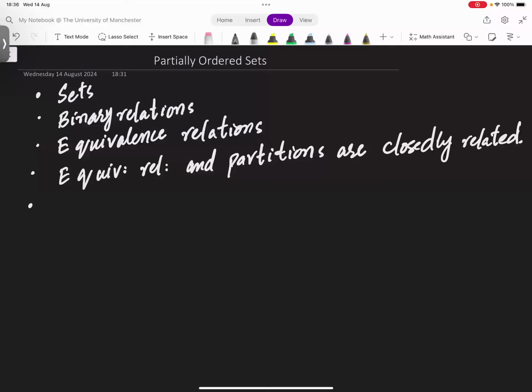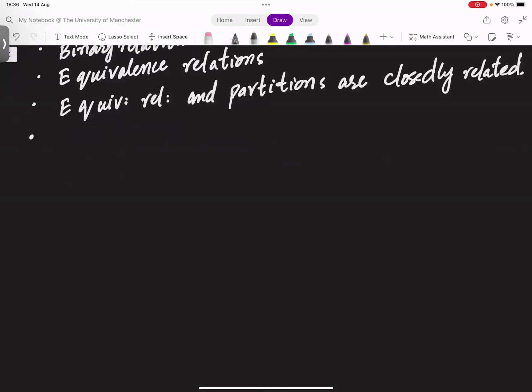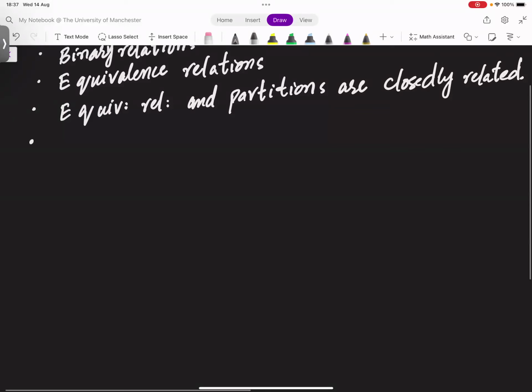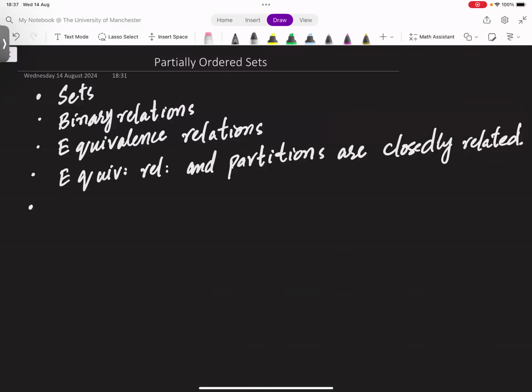And now, in this section, we will consider binary relations which are reflexive, which are transitive, and satisfy a new property called anti-symmetric. So an equivalence relation is a relation which is reflexive, symmetric, and transitive, right? Now, in this section, to talk about partially ordered sets, we will introduce a new property which is anti-symmetry.